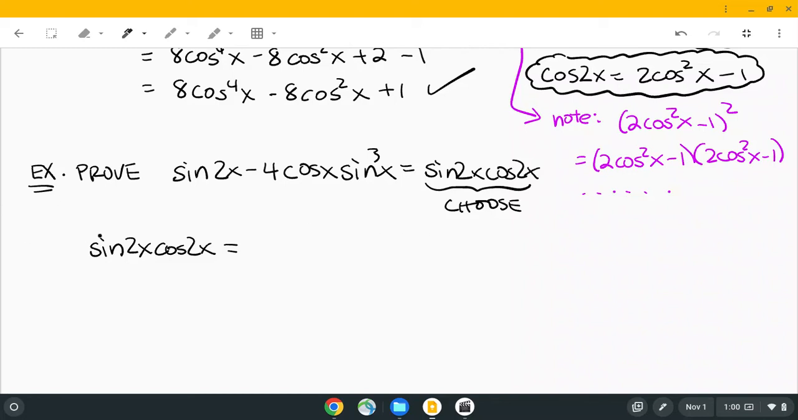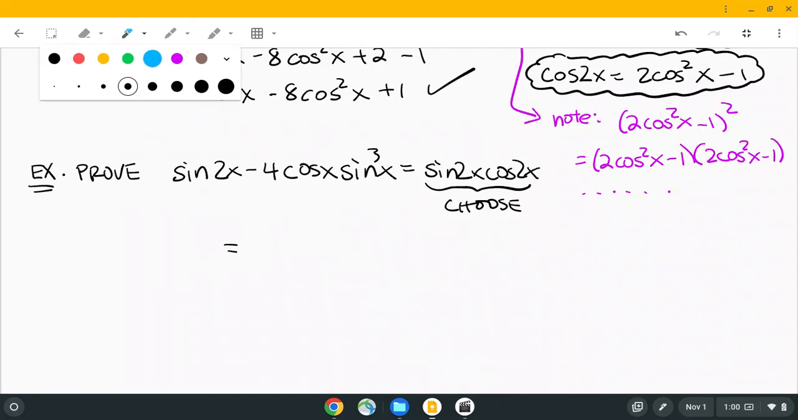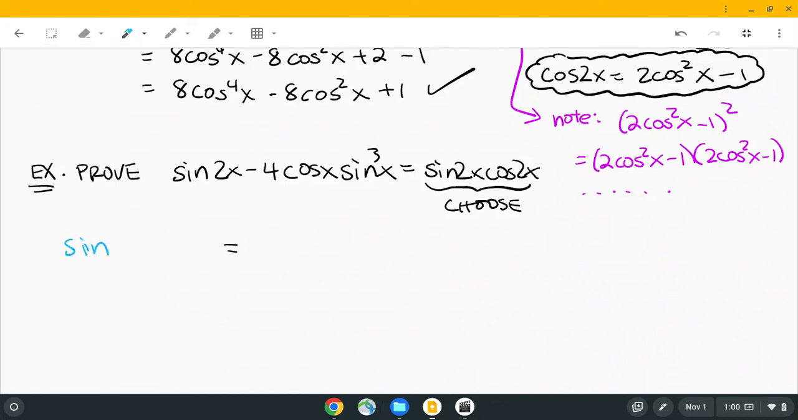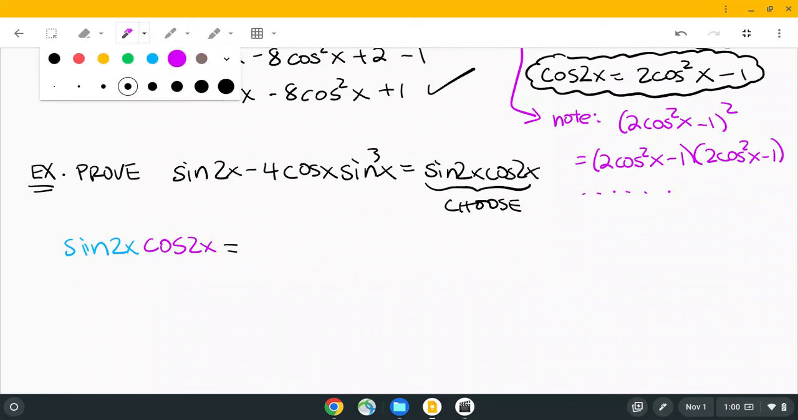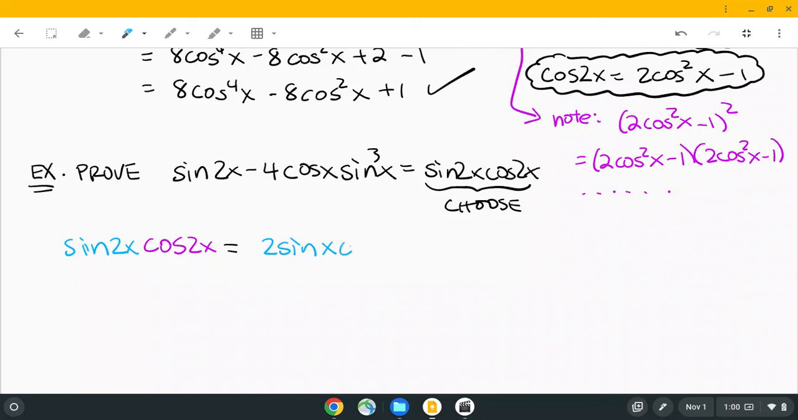All right, so we have double angle on the sine. Here, let me do this, and I'll do it in colors so that you can see which one belongs to which. Okay, so sine 2x and cosine 2x. So I'm going to do the sine 2x first. The sine 2x is just going to be 2 sine x cosine x. That's a double angle for sine.